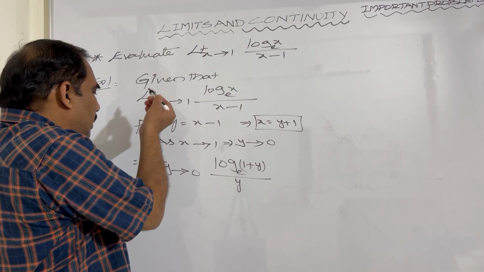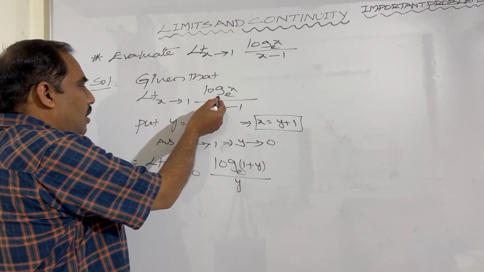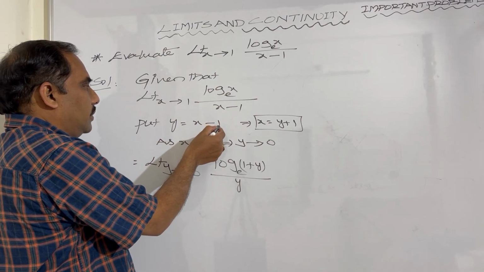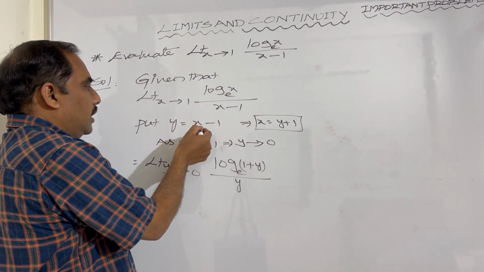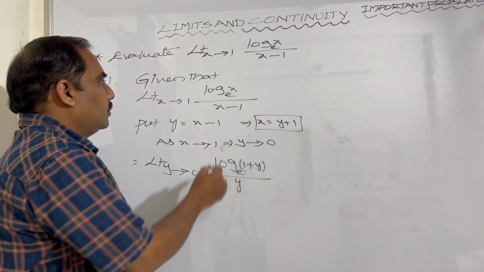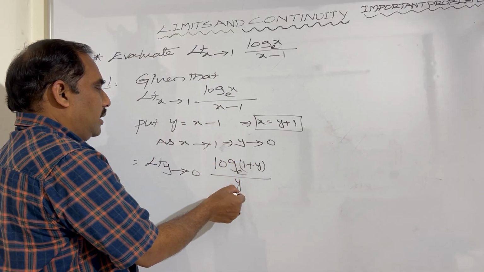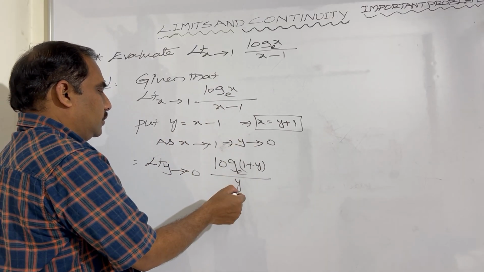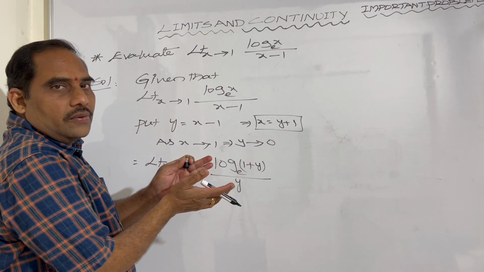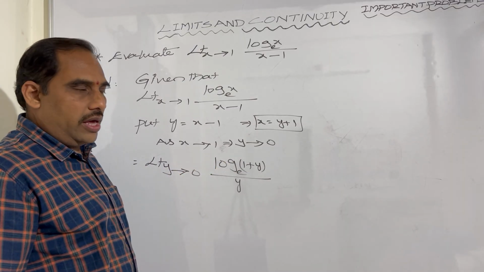So now the same problem becomes limit y tends to 0 of log of, when you take y is equal to x minus 1, from this x is equal to y plus 1 or 1 plus y. So log of 1 plus y base e by this x minus 1 becomes y. Just I transform the given limit in terms of x, writing in terms of y here.